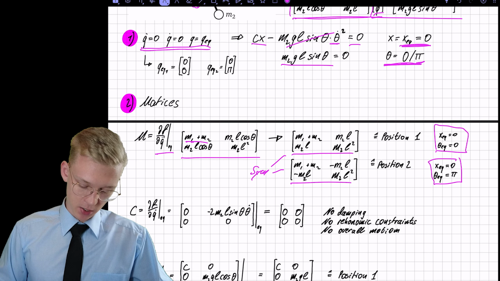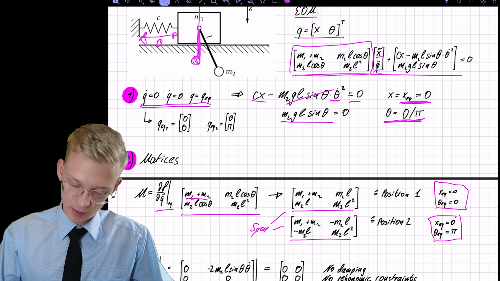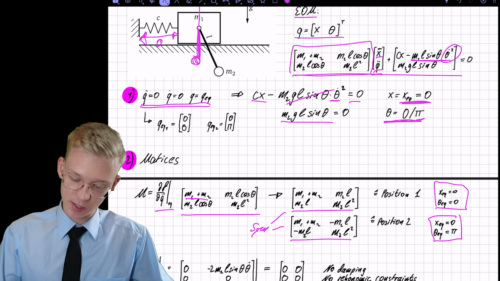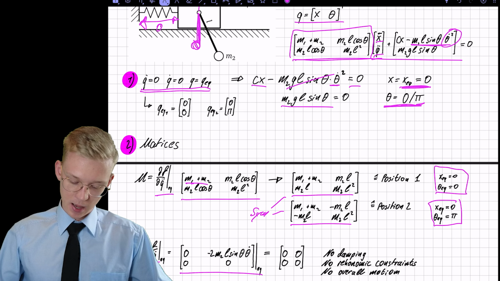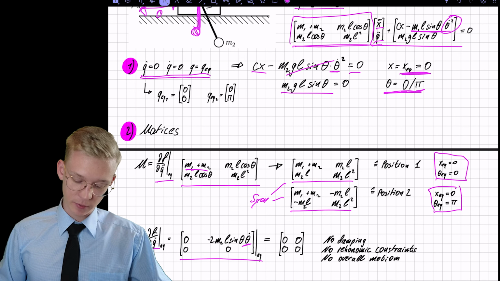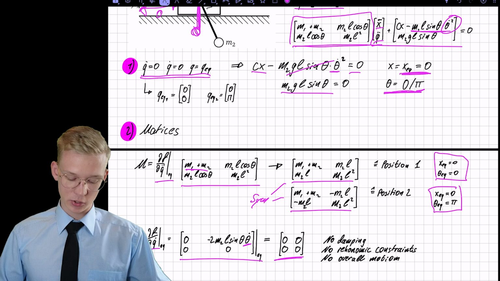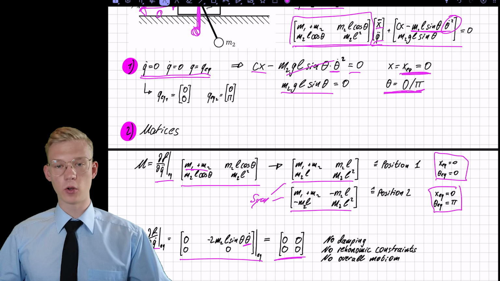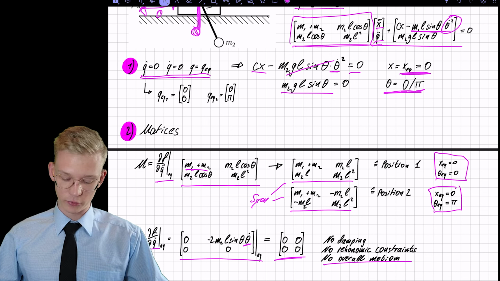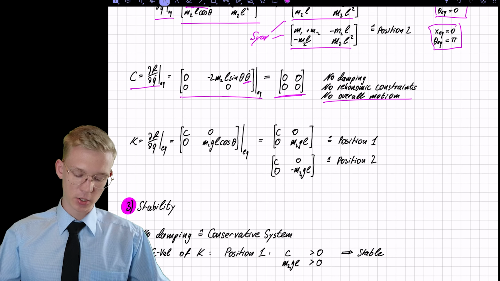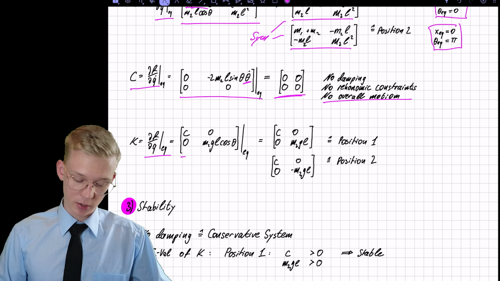Then to get the C matrix, we get this part. This part comes from this term here because this is the only part that has a Q dot, in this case a theta dot. But because after the partial derivative we're still left over with a theta dot that is set to zero, all entries are zero. And we could have known that from the start because we have no damping, no rheonomic constraints, and no overall motion.